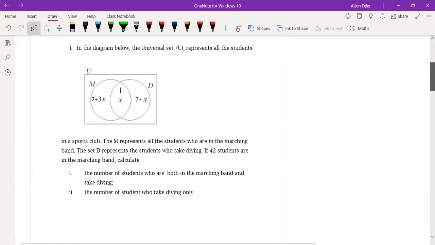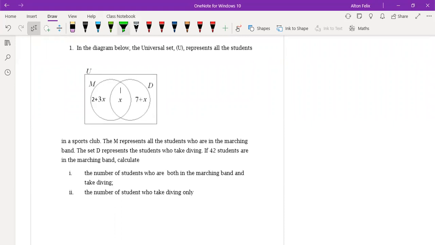Question one is a 2-set problem, M and D, and we are told that the universal set represents all the students in our sports club. M represents all the students who are in the marching band. The set D represents the students who take diving. If 42 students are in the marching band, calculate the number of students who are both in the marching band and take diving, and the number of students who take diving only.